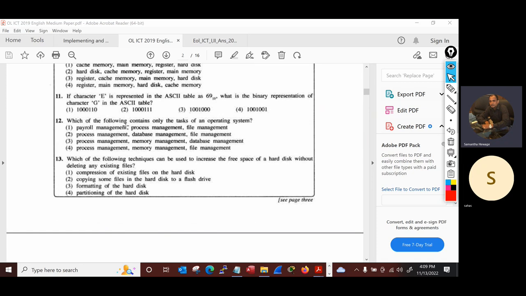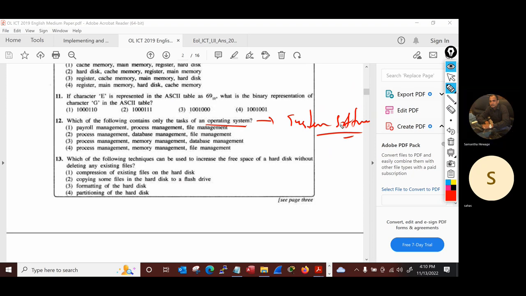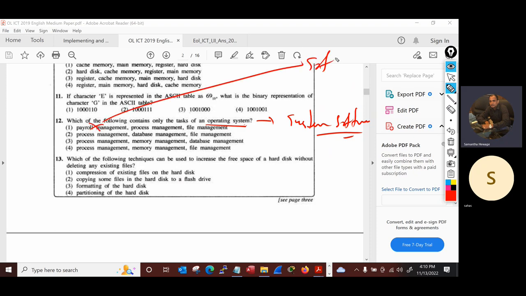Let's do this one too. Which of the following contains only the task of the operating system? The operating system is the system software we know. So what they ask is which of the following contains only the tasks of the operating system. Payroll management is a software system, not an operating system task, so you can remove that.